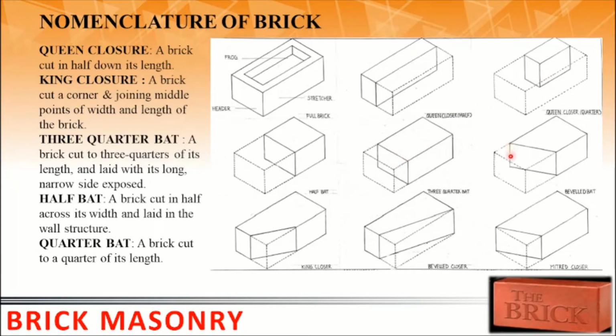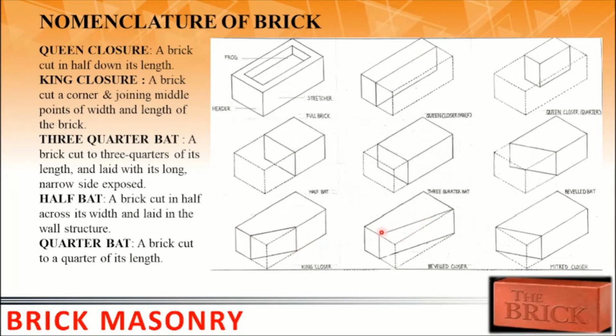Now if the brick is cut along, suppose this is a brick, divide this into 4 equal parts, so 1, 2, 3 and 4. Now the first part of the brick, if you join it towards the mid of the other side, you will get a structure like this. It is known as beveled bat. If you cut the closer side from half and the bat size from half, you will get a structure like this. This is known as king closer.